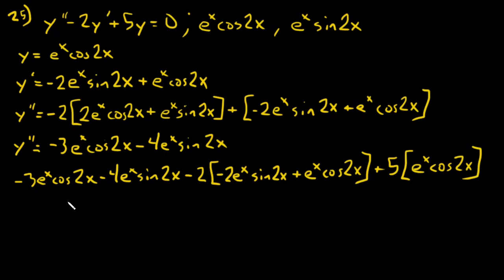Alrighty, so let's take care of all the e to the x cosine 2x's. I've got negative 3 here, and then negative 2 here. So negative 3 and negative 2 is negative 5, and then I'm going to get plus 5. So all of these go away. Now let's do the e to the x sine 2x. It's negative 4 here, positive 4 here. So this whole big thing equals 0. Check. We have verified that at least this one works. It is a solution to this differential equation.